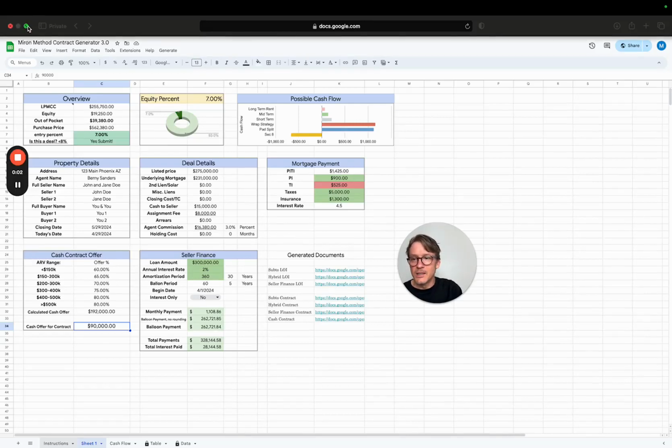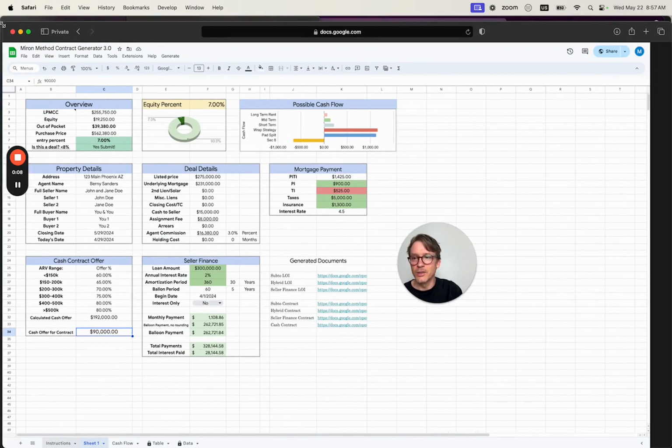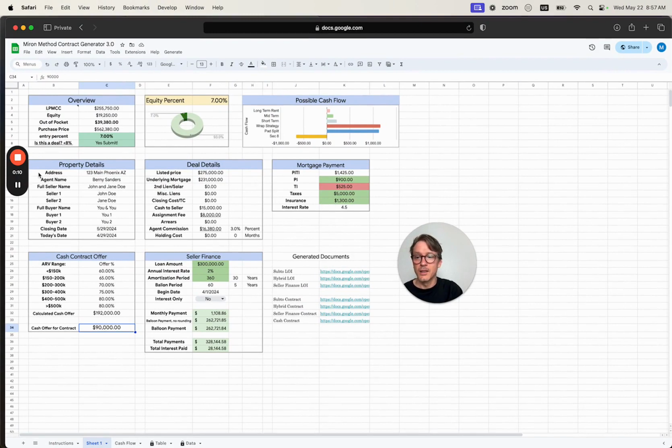All right. So what we have done is, let's start that over like that. Okay, what we have done is completely redesigned the contract generator.